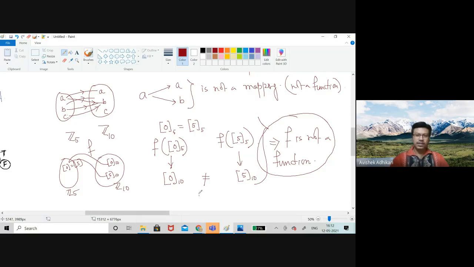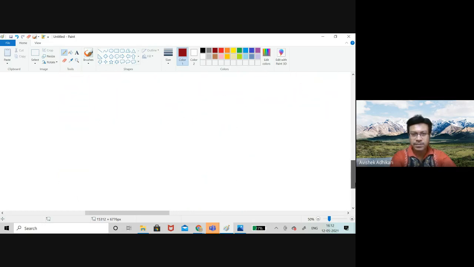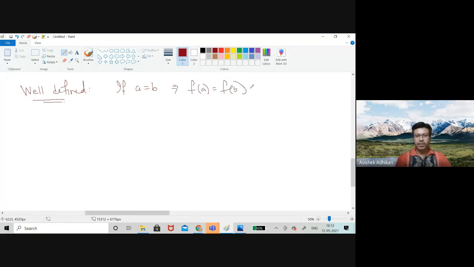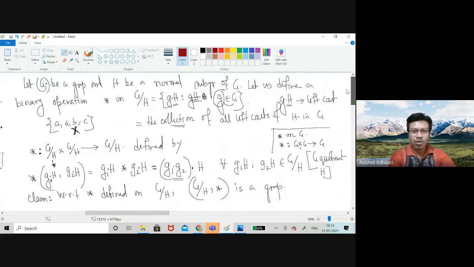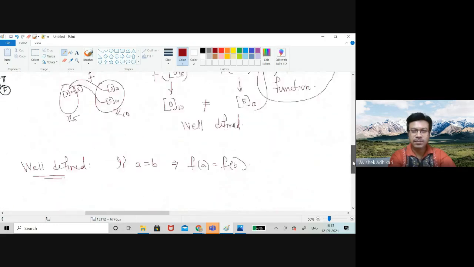This property is known as well-definedness. A mapping should be well defined. What do we mean by well defined? Well defined means that if a equals b, that should imply f(a) equals f(b). Though it looks quite trivial, you can see that you were all fooled by a very simple example. So this property is not always easily checked.